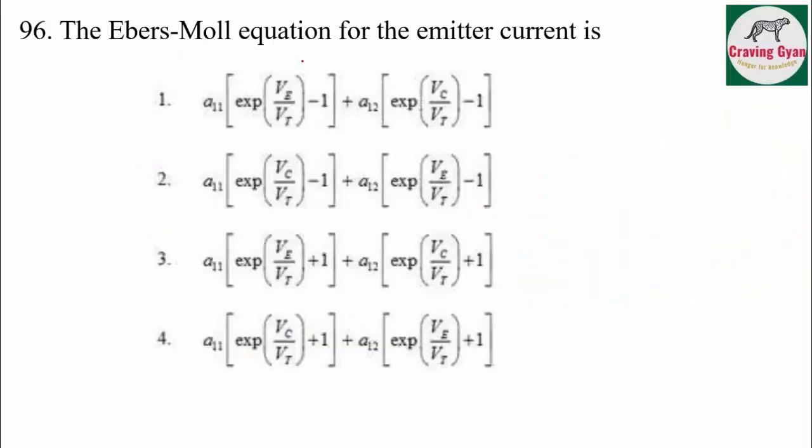The Ebers-Moll model of the emitter current is given by: A11 exponent of VE divided by VT minus 1, plus A12 exponent of VC divided by VT minus 1. If you are able to remember it, it is well and good.